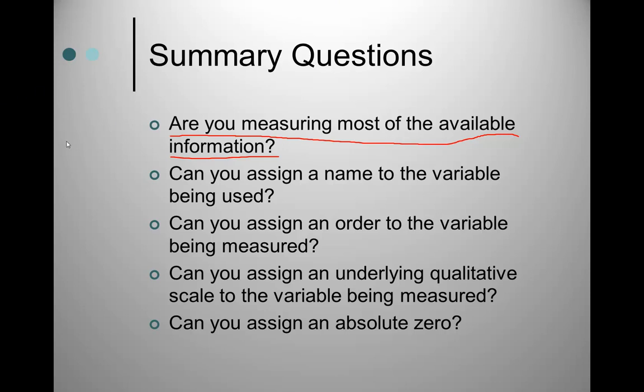Can you assign a name to the variable being used? Can you assign an order to it, getting back to the ordinal type of data? Can you assign a scale to it from 0 to whatever? And then can you assign an absolute 0, being none? I guess another example of ratio would be this.